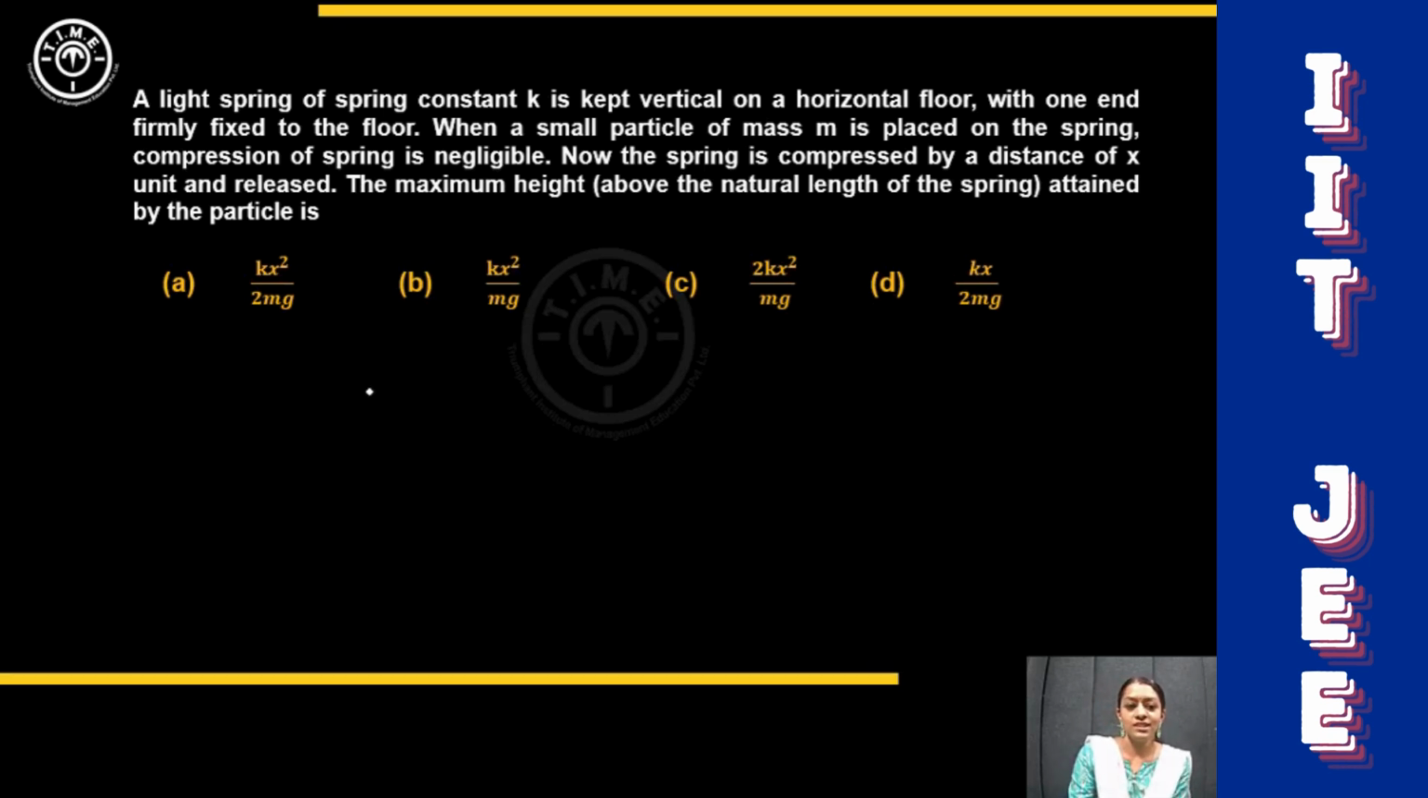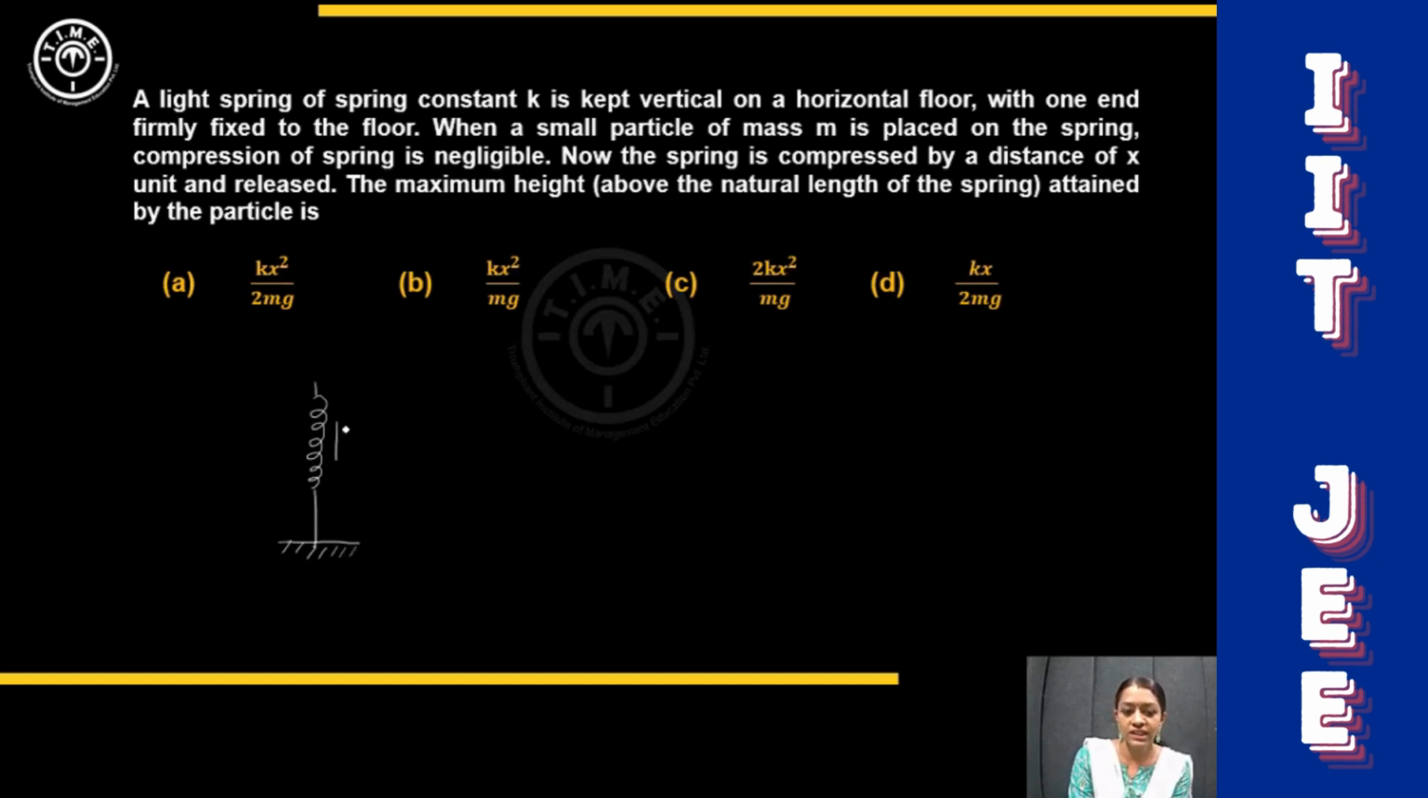So what is the question? We are considering a light spring. That means we are ignoring the mass of the spring. We are considering a light spring, and how is it kept? It is kept vertical on a horizontal floor. So let's draw a diagram. We are considering a spring which is mounted vertically on a horizontal floor with one end firmly fixed to the floor.